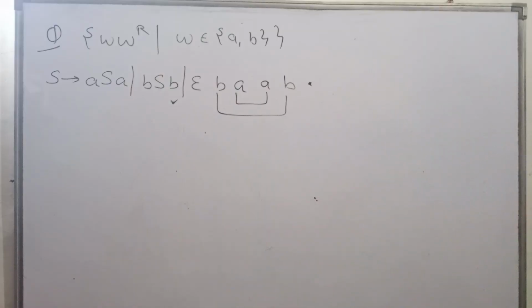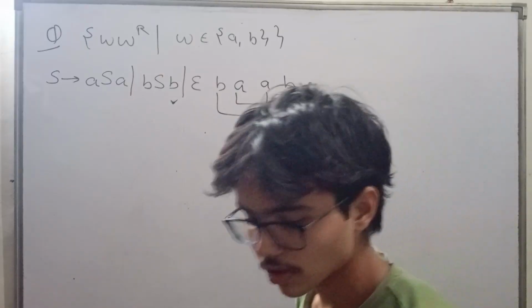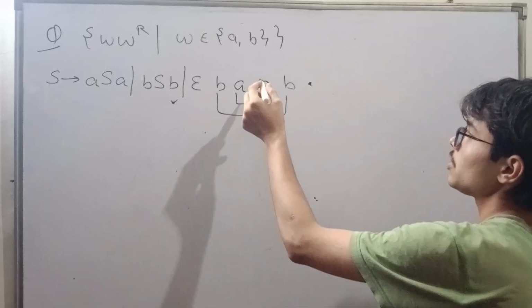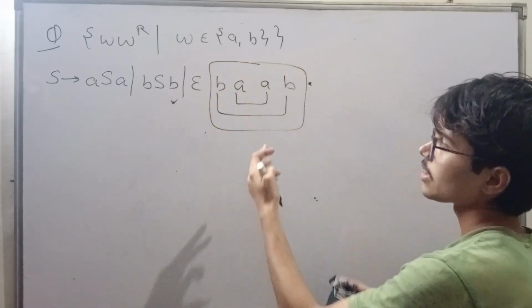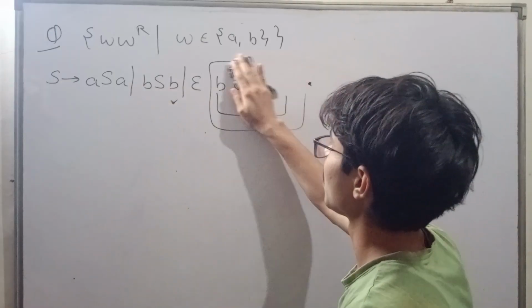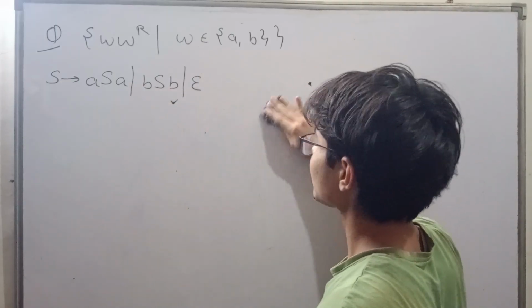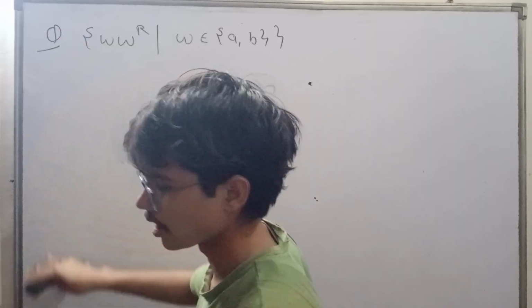This is the correct grammar of this. Okay, from intuition you can say this is our idea. From the idea you can simply analyze this and make this grammar. So this is for this.